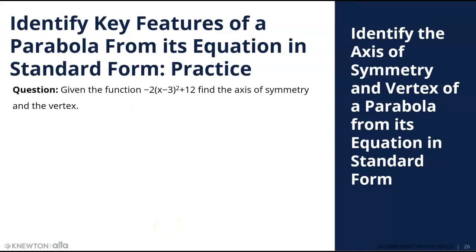Now, using the same given function, we want to find the axis of symmetry and the vertex. So to get the axis of symmetry, all you need to do is get this expression here and equate that to 0. So you can have x minus 3 is equal to 0, and then you solve for x. x therefore is equal to 3. That is the x-coordinate of the vertex, and that is also the axis of symmetry.